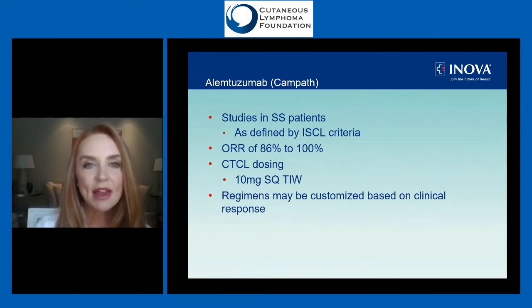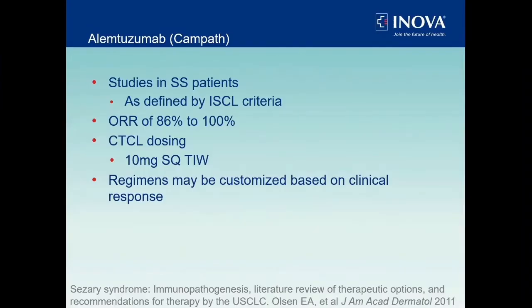So the studies that I'll talk about today looked at patients with Sézary syndrome. So these people had blood disease, not a lot of disease on the skin, and excellent overall response rates were achieved, 86 to 100%. This drug is dosed through an injection into the muscle, so it's not given IV, and it's given Monday, Wednesday, Friday in the doctor's office.